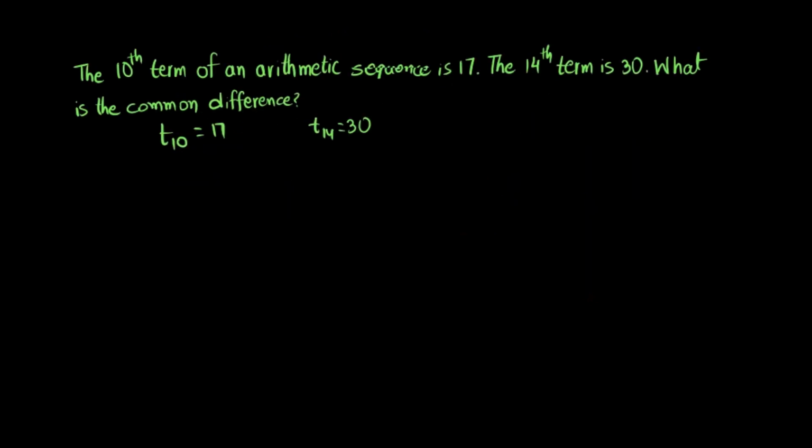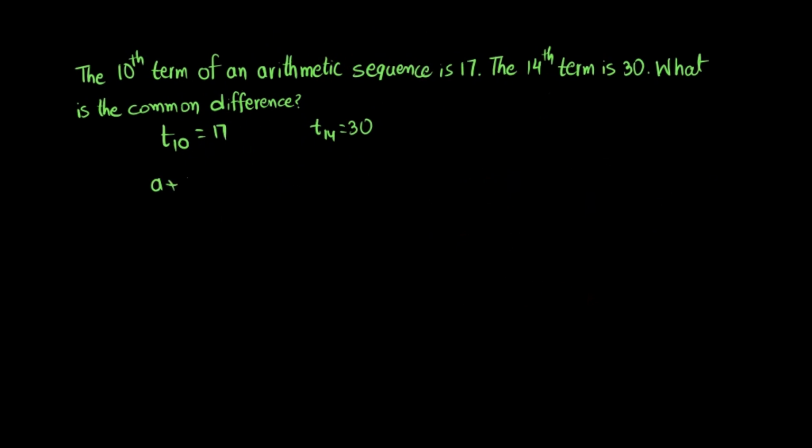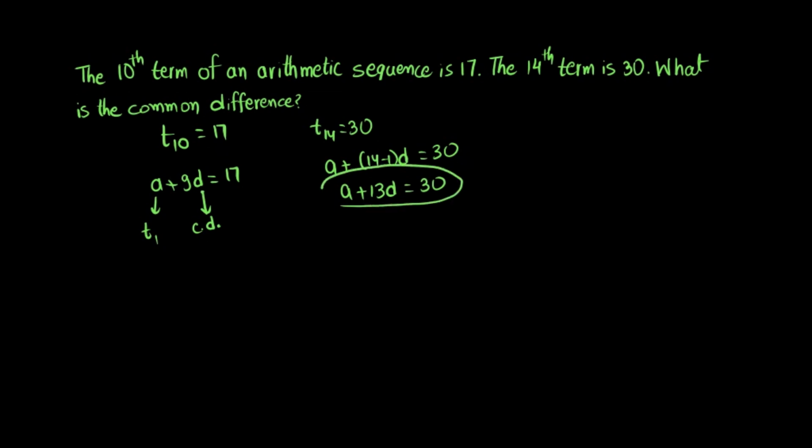So, we have A plus 9 times the common difference equals 17. I am assuming that A is the first term, T1, and D is my common difference. So this gives me one equation. A plus 9D equals 17. For the 14th term, we have A plus 14 minus 1 times D equals 30. A plus 13D equals 30. Now I have another equation in A and D.